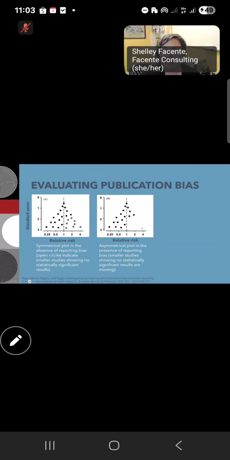Now here is an asymmetrical plot. Sometimes if you create the funnel plot of your studies, it looks like this. And this is a very classic asymmetrical plot.